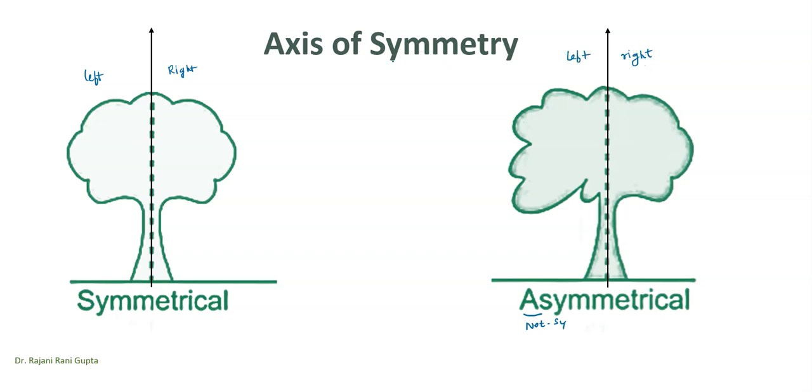So when we talk about symmetry, symmetrical means the image is the same on the left and right, and not symmetrical means not the same on left and right. Now, when we talk about the axis of symmetry, in this case we are dividing the figure into two equal halves along the y-axis, the vertical axis. We say that this figure is symmetrical about the y-axis because we divided the figure into two equal halves by using the vertical line. So this is what we mean by axis of symmetry.